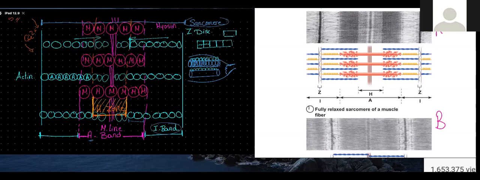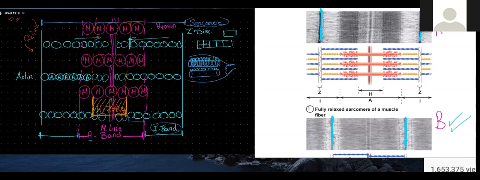Again, my question, which one has a shorter sarcomere? What is the sarcomere again? The distance between those Z lines or Z discs. Which one is shorter in length? A or B? B.